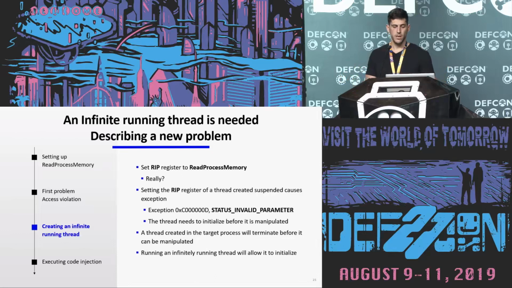And we don't want that, because that makes the process crash, and even if something happened, it just will crash and won't work. If we want to copy something using ReadProcessMemory on a thread, we need the thread to initialize before we can manipulate it. Another thing, if we start a thread and it isn't suspended, it will just run and terminate before we can manipulate it, and that will be bad for us because we won't have time to do our stuff. So to do it, we need to create an infinitely running thread. We'll create that thread, and then we'll manipulate it to run ReadProcessMemory.